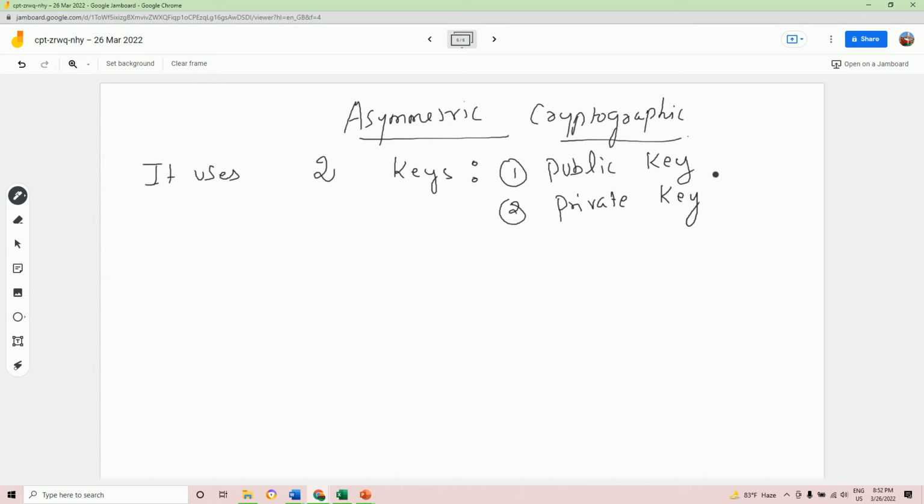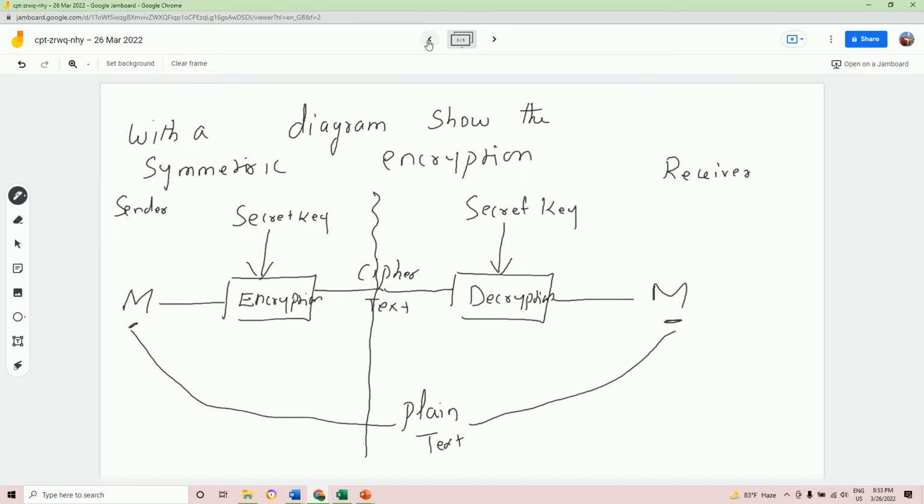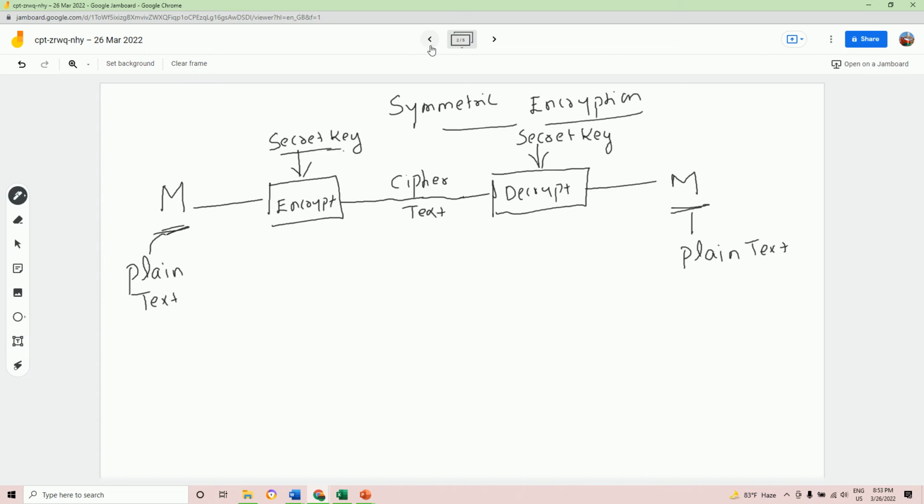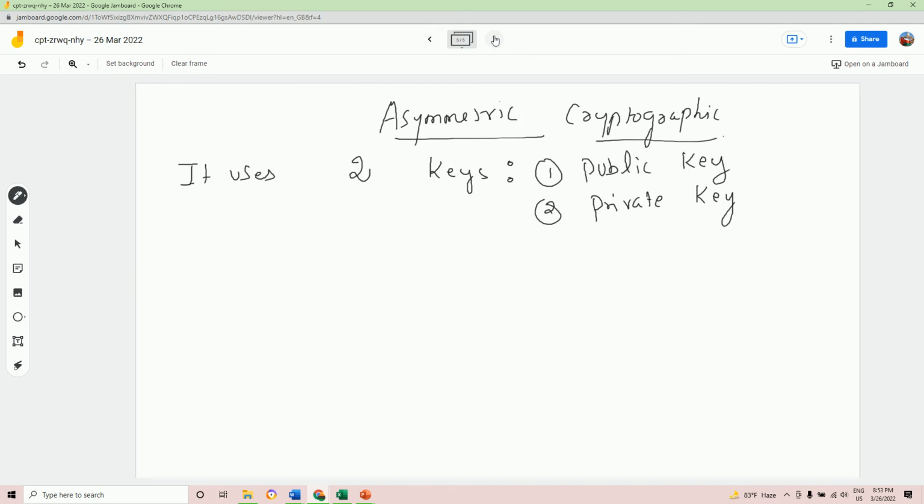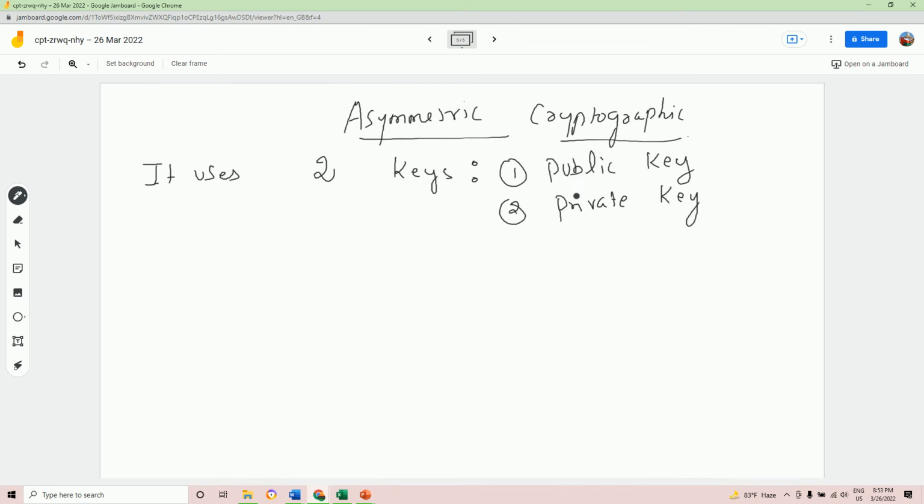There are two keys. You can go back in the symmetric encryption algorithm. How many keys are used? Only one key, secret key, or you can call it as a private key for encryption and decryption. But in asymmetric, two keys, public and private keys. So let's take a message M. So whenever I say M, it refers to the plain text.